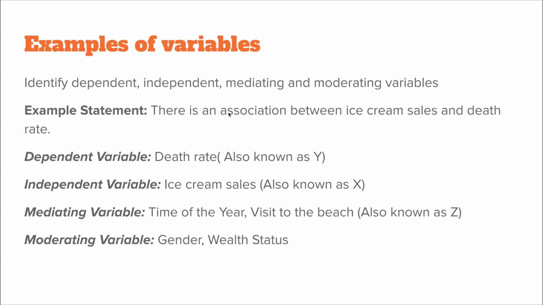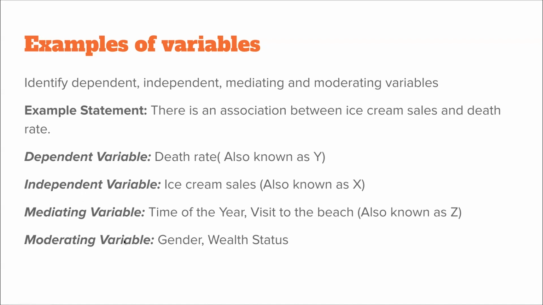So it says that there's an association between ice cream sales and death rates. The dependent variable here is death rate, which we also call Y as a symbol, while the independent variable here is ice cream sales, also known as X. The mediating variable, the way in which ice cream sales can actually affect death rates, is the time of the year or people visiting the beach. We could also call this Z.